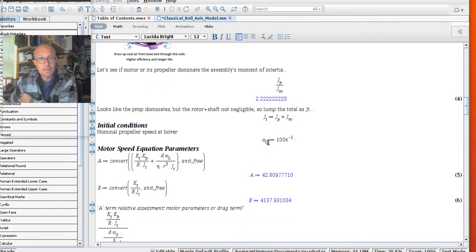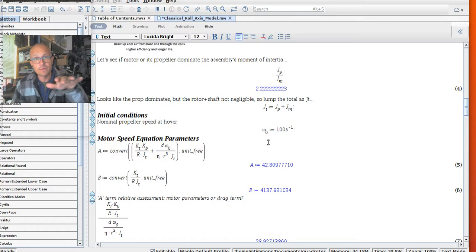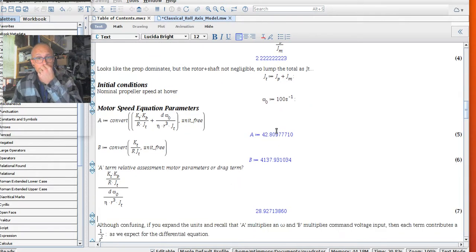Initial conditions, covered this in a recent post where we assumed this was our nominal propeller speed to maintain hover, 100 radians per second. Now here are our A terms and our B term from our motor prop speed differential equation. And if you recall, it was d omega dt equals minus A times omega plus B U of t, or V of t, our voltage input. And that's after we had simplified it.